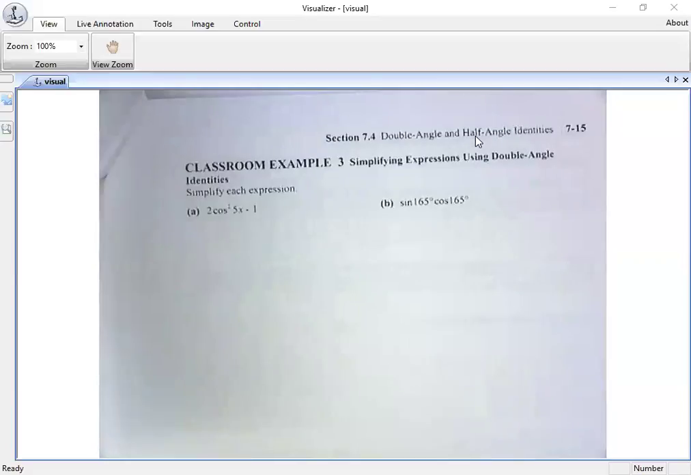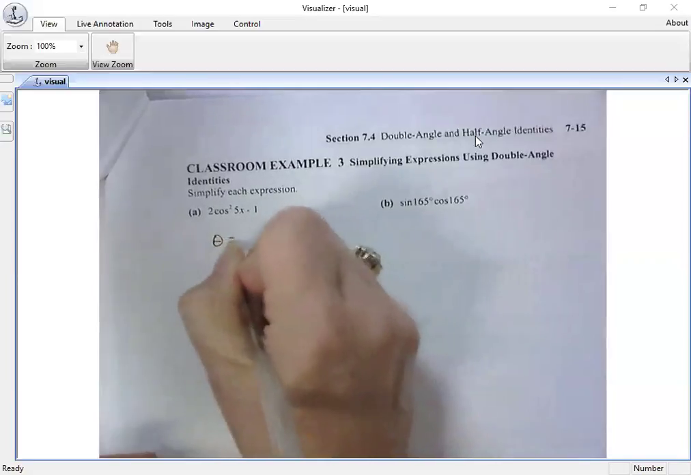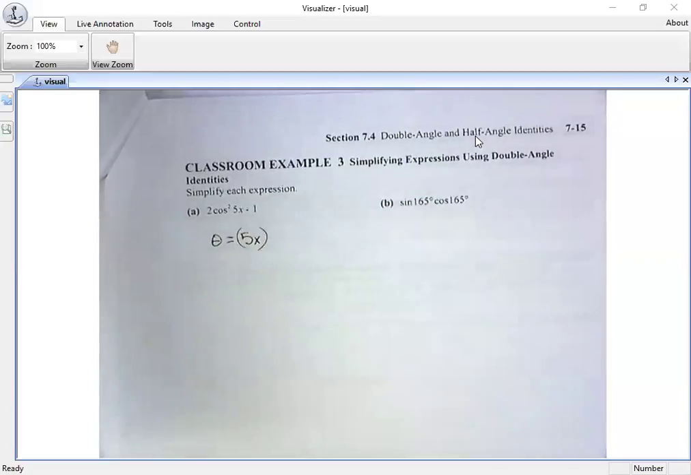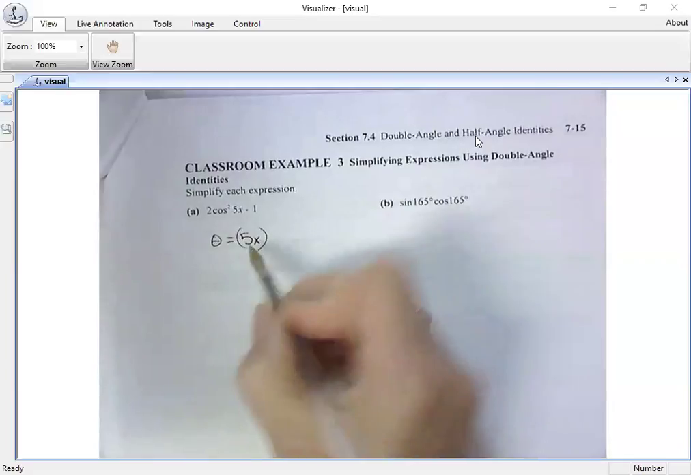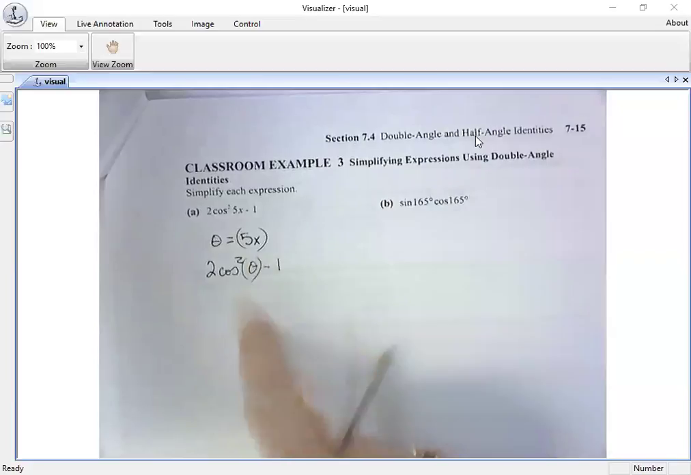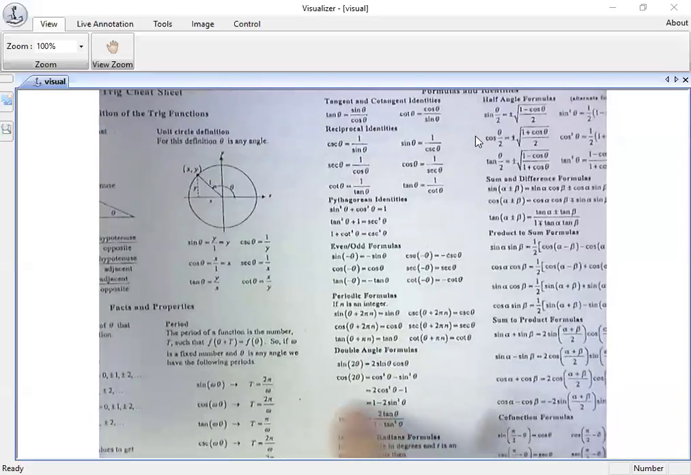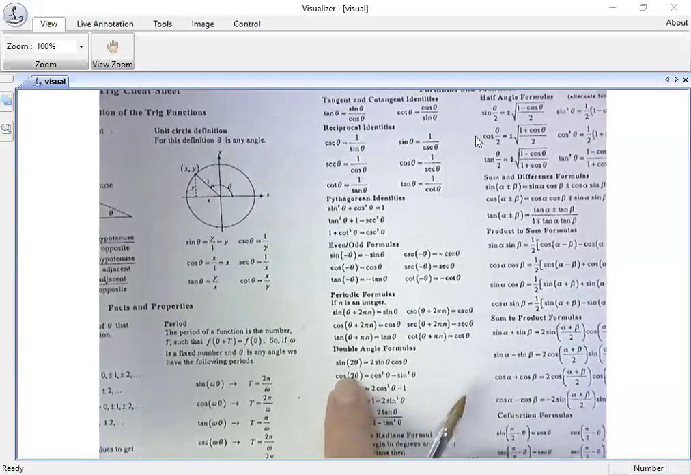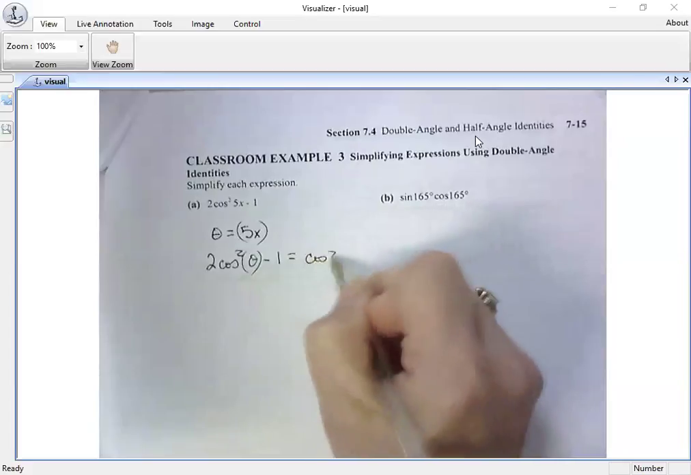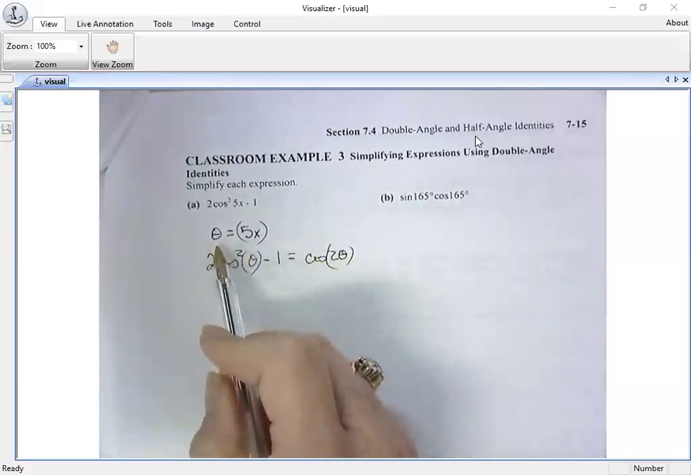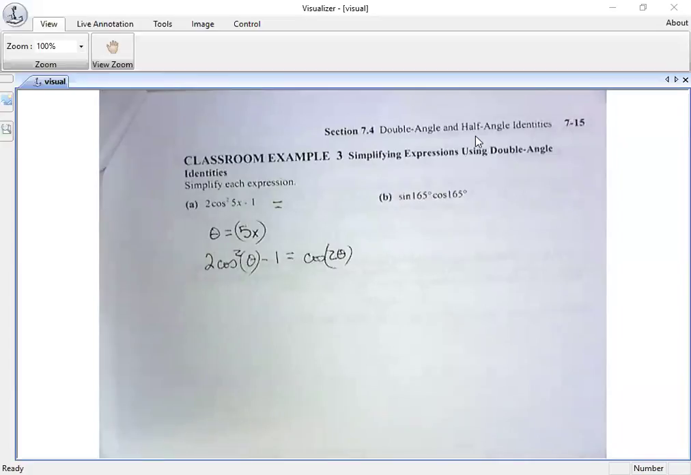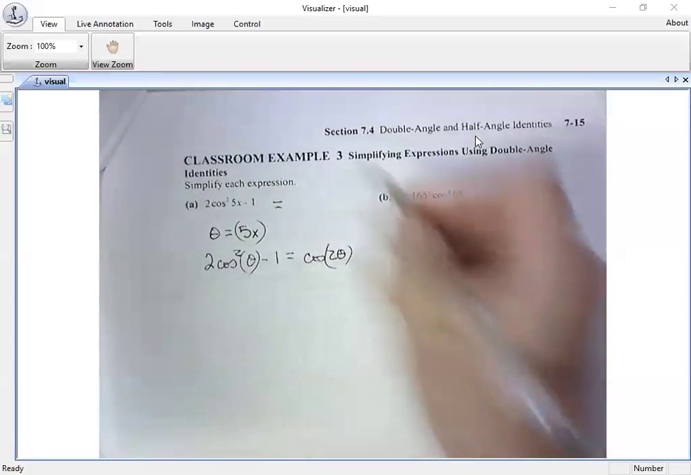It does. The difference is that theta is equal to 5x, right? Okay. And if I were to take this and replace it, 2 cosine squared of theta minus 1, that matches this double angle property now, which means it's equal to what? Cosine of 2 theta. And now if I go back and I replace theta with 5x, that means that this is equal to what? Cosine of 10x, that's it.